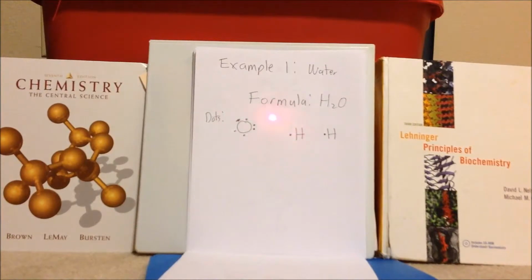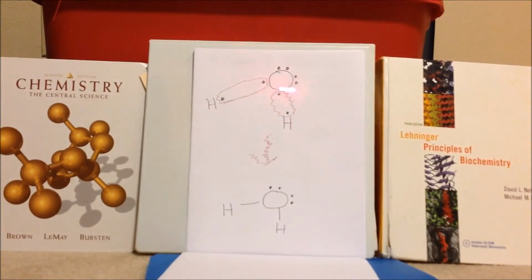Oxygen would have 6 dots. Each hydrogen would have 1 dot. Since oxygen has the highest charge at minus 2 as opposed to hydrogen, which would be plus 1, oxygen is the central atom. I begin by connecting single dots in both cases. That's what I'll end up with.